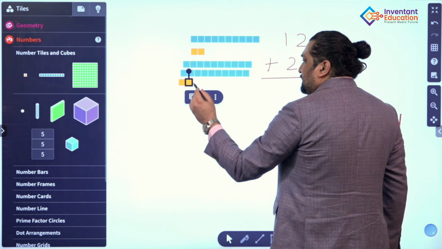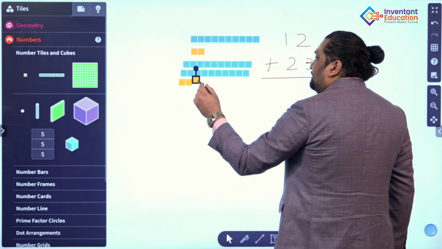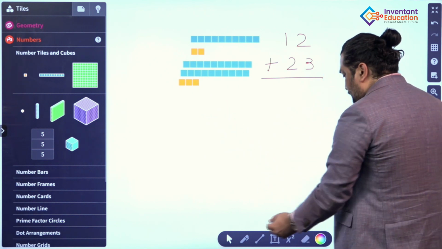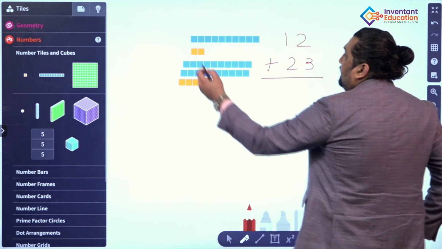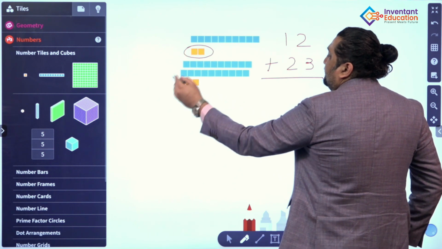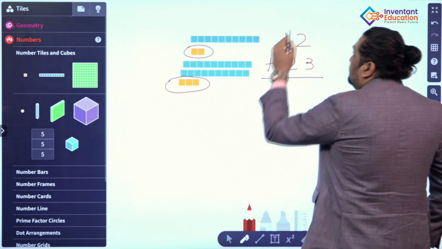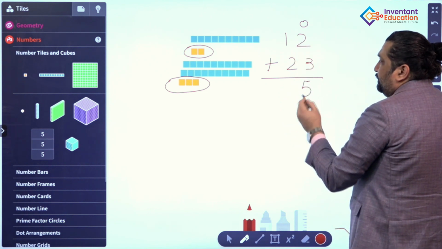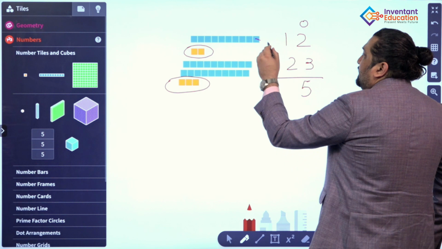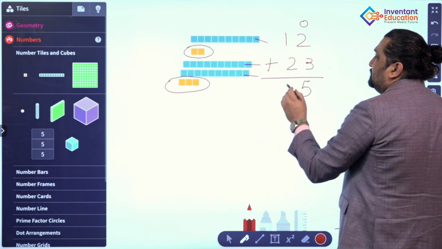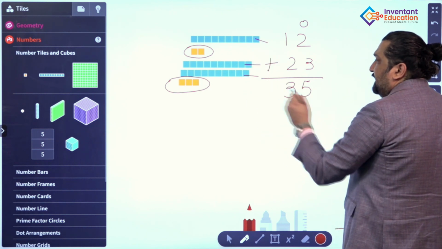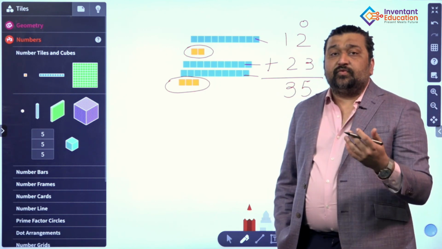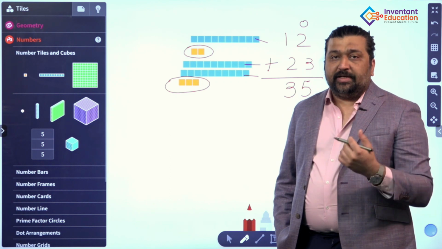So these are my two numbers, and when we add them, we actually count them together. When I count ones, I have 2 ones here and 3 ones here, so total ones are 5. And I have 1 ten, 2 tens and 3 tens. So total 3 tens and 5 ones are there. Now this is very useful when we are teaching regrouping.